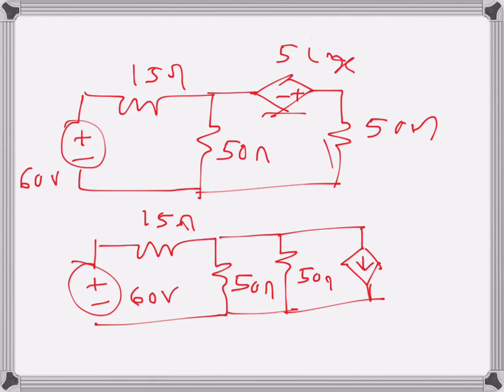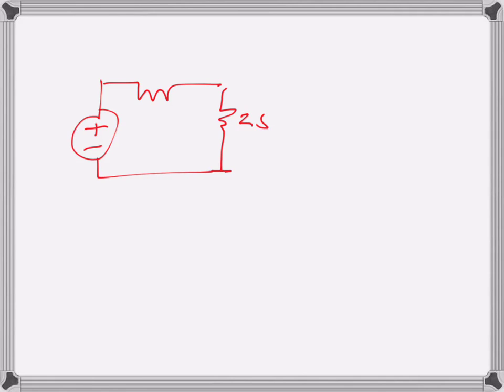And the value of the current source will be, this is 50 ohms, sorry, so this one is 5 Ix here. So 5 Ix divided by 50 will be 0.1 Ix. So that will be the value of the current source. So now again there are two 50 ohms in parallel, so if I replace with one resistance, 50 parallel 50 will be half, so it will be 25 ohms, and this is 15 ohms.